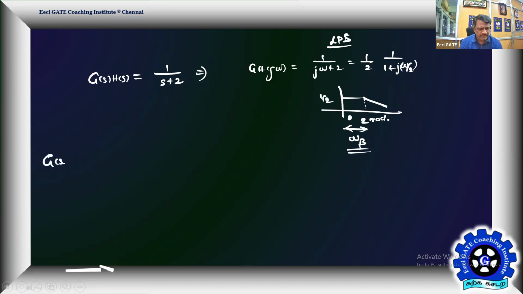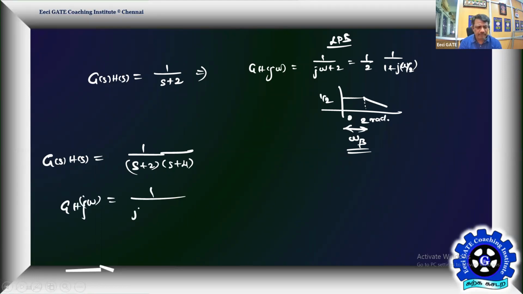Now if G(s)H(s), if I'm adding a pole at s equal to -4, then it becomes (s+2)(s+4), and we'll see what the bandwidth will be. Then set s equal to j omega. So G H of j omega becomes 1 by (j omega + 2)(j omega + 4). So the gain will become 1 by 8. Then the rest will be (1 + j omega by 2) and (1 + j omega by 4).